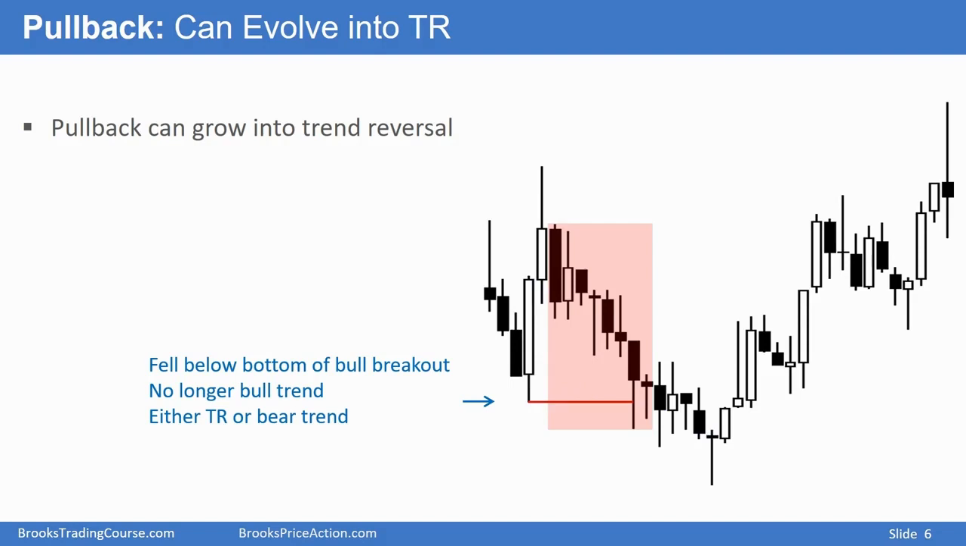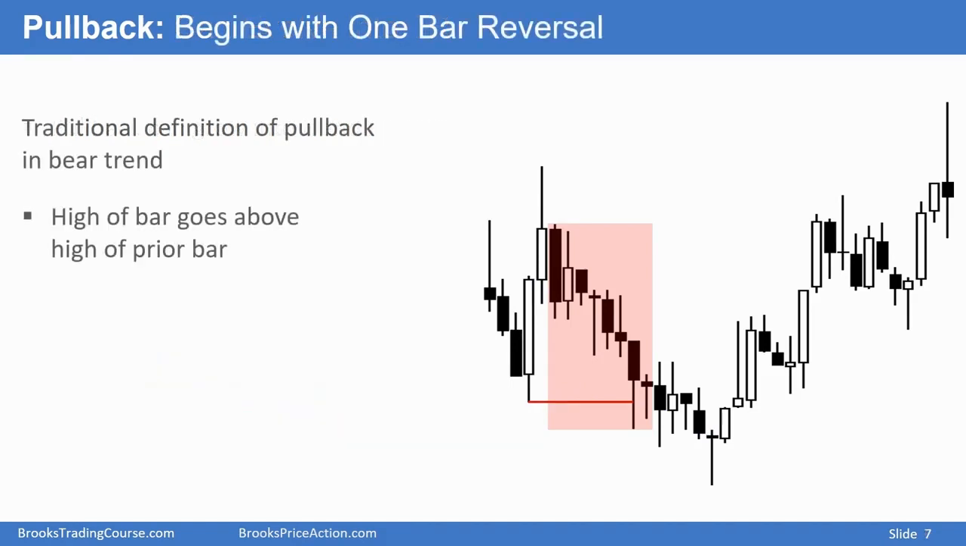In a bear trend, typical definition of a pullback is a bar going above the high of the prior bar. So this is the first pullback. However, on a smaller time frame chart, this bull bar is actually almost certainly a pullback. On the 5-minute chart, I would call it an implied or inferred pullback. It's a pullback, not on this chart, but on some lower time frame chart. I still view it as a minor pullback.